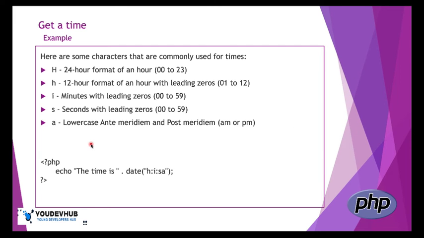So we also get to get a time. Now, since we've gotten the date, we can also get the time. So here are some characters for getting a time. We have H, which is displayed in 24 hours, small h 12 hours, i minutes, leading from 0 to 59, s seconds, and a lowercase ante-meridiem and post-meridiem, that is AM or PM. So let's go ahead and echo this out and see what it gives us.